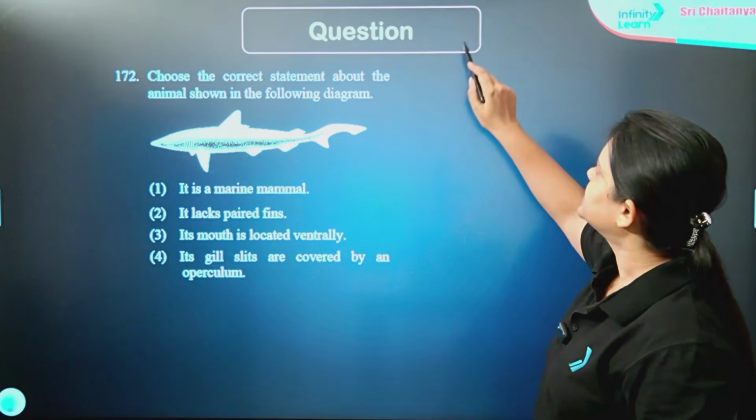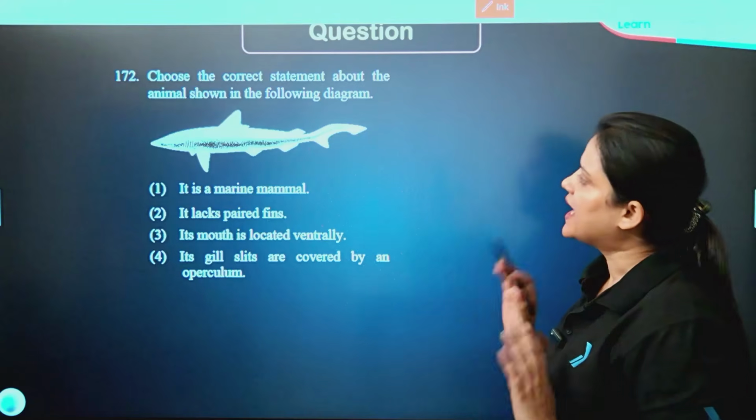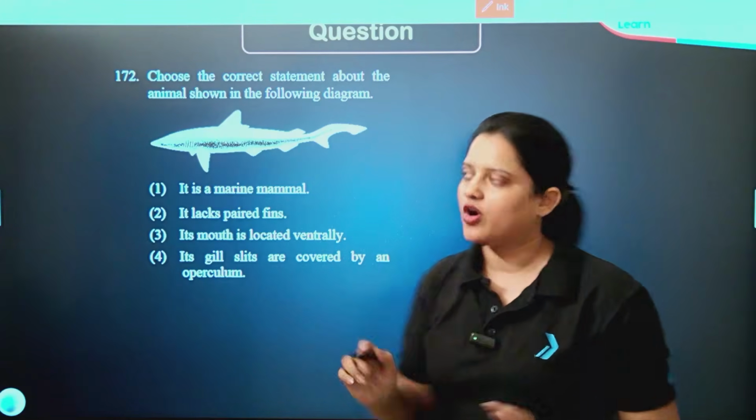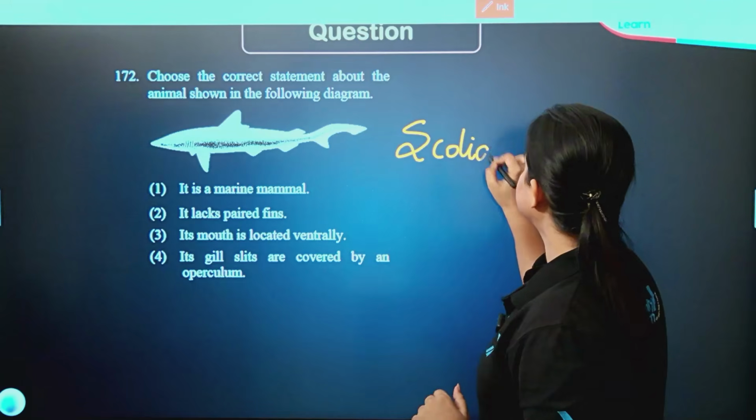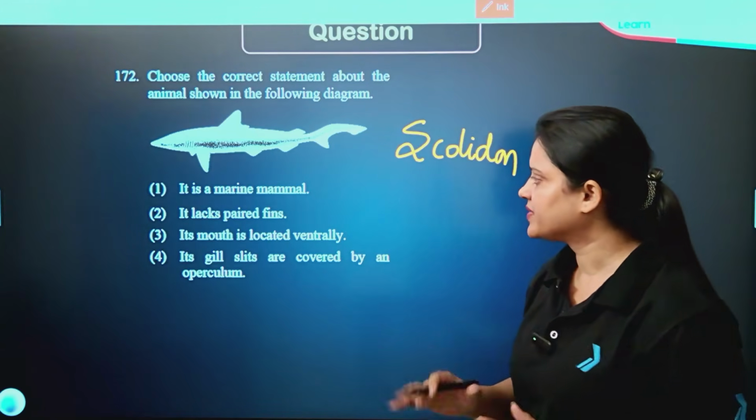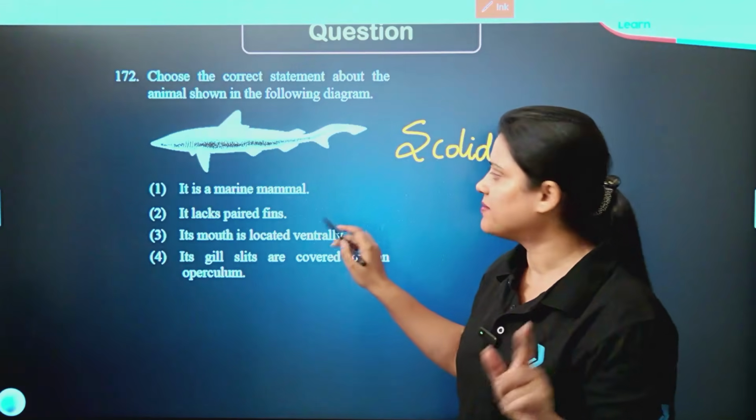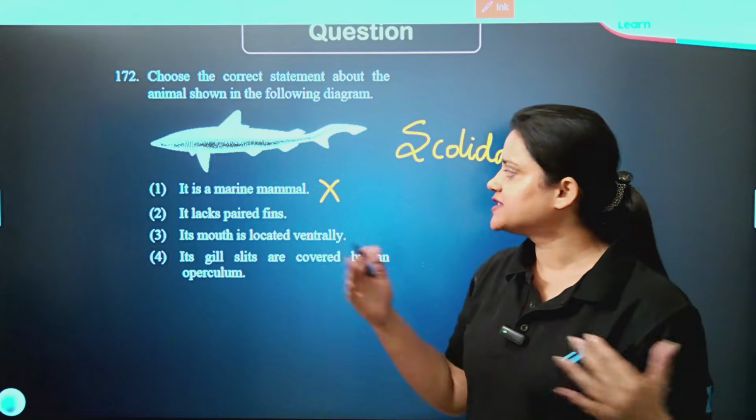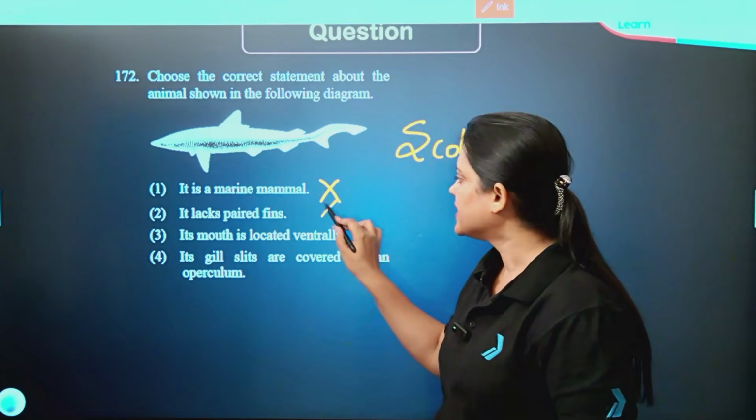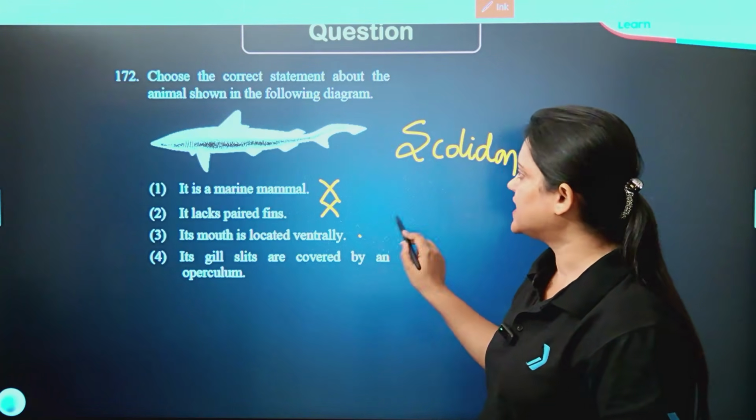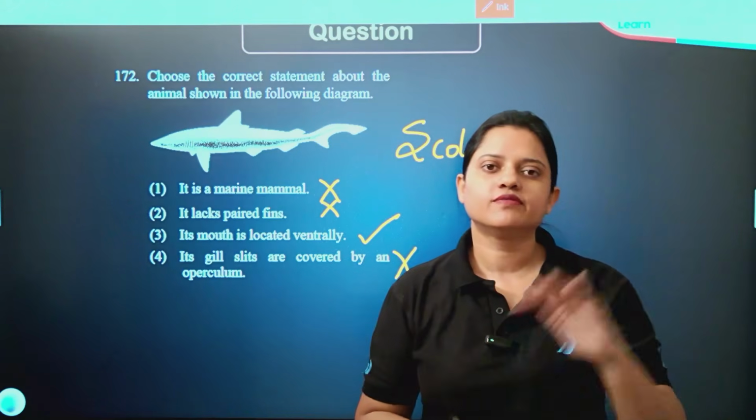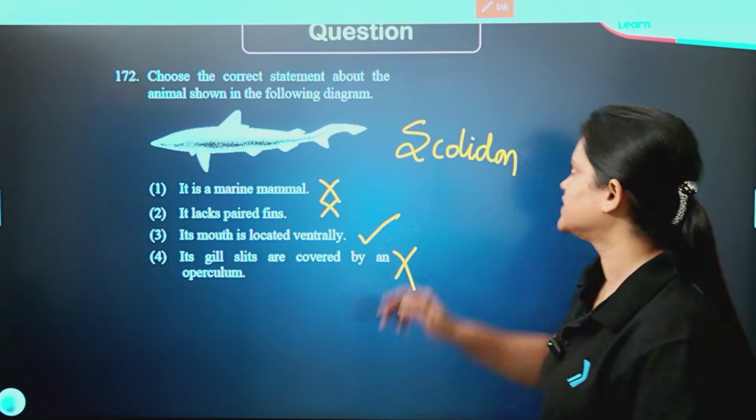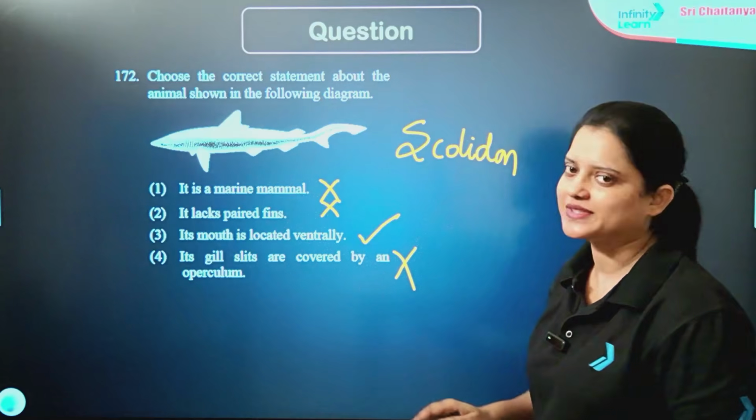Now choose the correct statement about this animal. So this animal is what? Scoliodon or dogfish. So this is Scoliodon. Scoliodon is a cartilaginous fish. So it's a marine mammal? It's not mammal, it's a fish. It lacks paired fins? It is there. The mouth is located ventrally. That is true. The gill slits are covered by operculum. No, operculum will be absent in cartilaginous fishes. So answer here is 3.